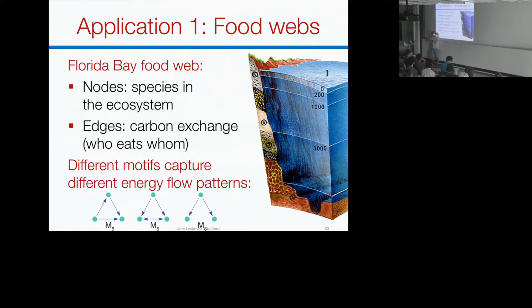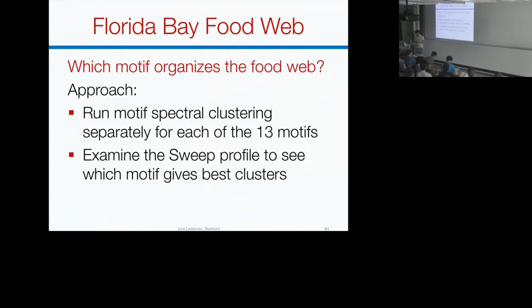So they go and they measure these things, and they go in and they figure out who's preying on whom, okay? So this means that this particular organism is being fed on by that particular organism, right? Here, this thing is being eaten by that one, so the carbon goes that way. So here, different motifs capture different kind of energy flow patterns in this ecosystem, right? And the question is, how is this ecosystem organized? Which of these motifs, and there's 13 of them, allows me to extract the structure, and based on what motif is the structure of this ecosystem kind of organized, right?